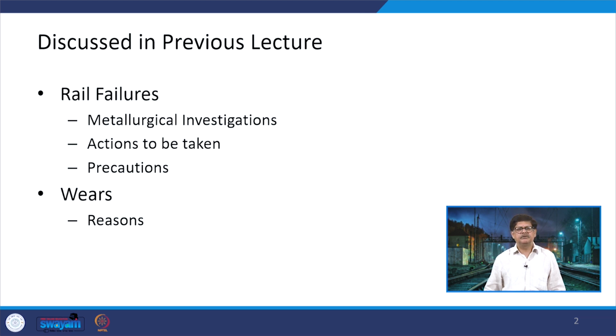Then after that we talked about what actions are to be taken if a rail failure occurs, or if we find that there is a possibility of one, and what precautions can be taken. Now after completing the rail failure part, we started with rail wear. We discussed what types of wear there can be, and then we talked about the reasons which can be attributed to the different types of wear.